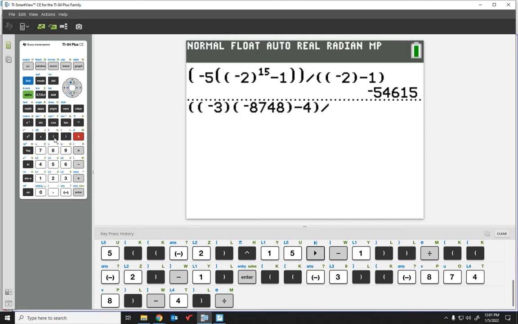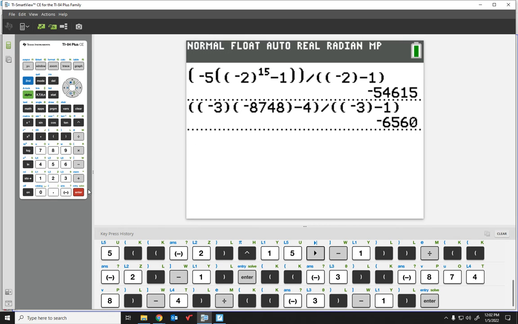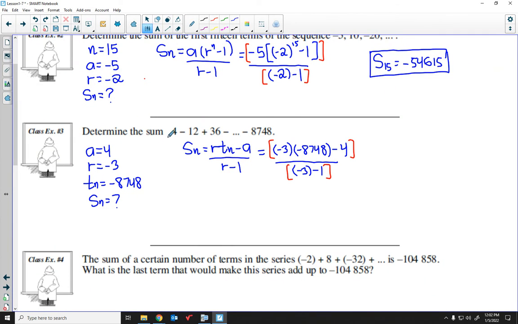Okay, divide by, open bracket for the denominator, bracket for the common ratio, which is negative 3, and then subtract 1, close the bracket off, and you get negative 6,560. So despite the fact I don't know how many terms are actually in this series, I can still calculate the sum. So negative 6,560, and we'll leave it at that.